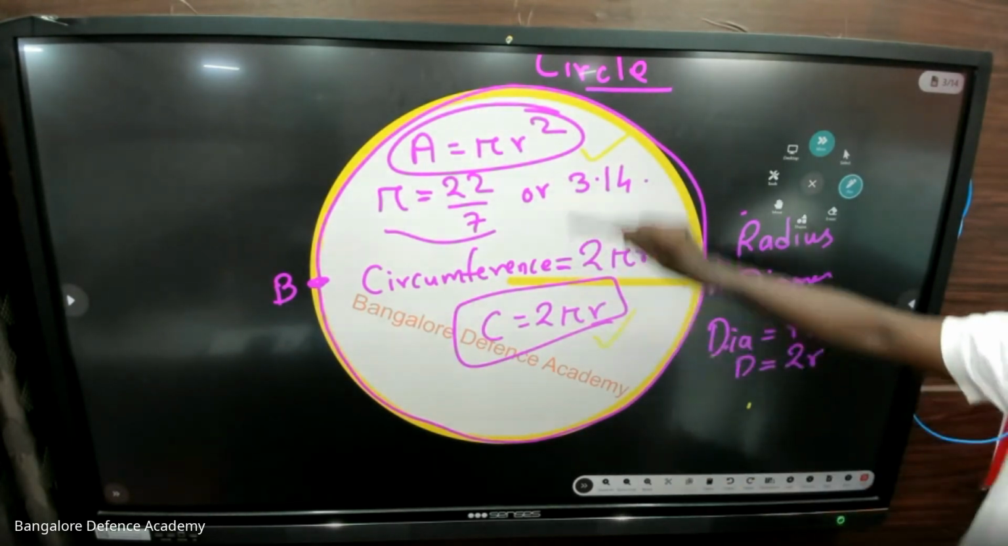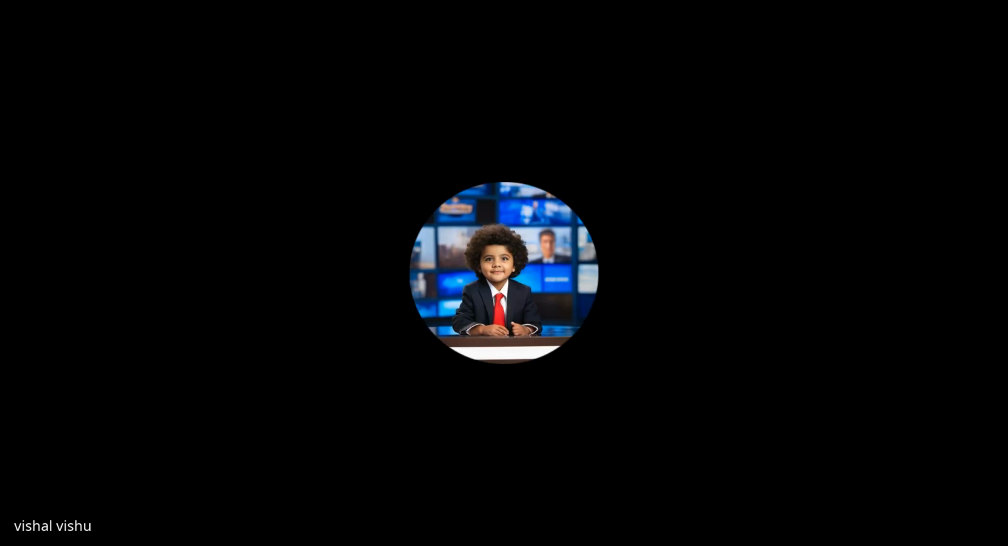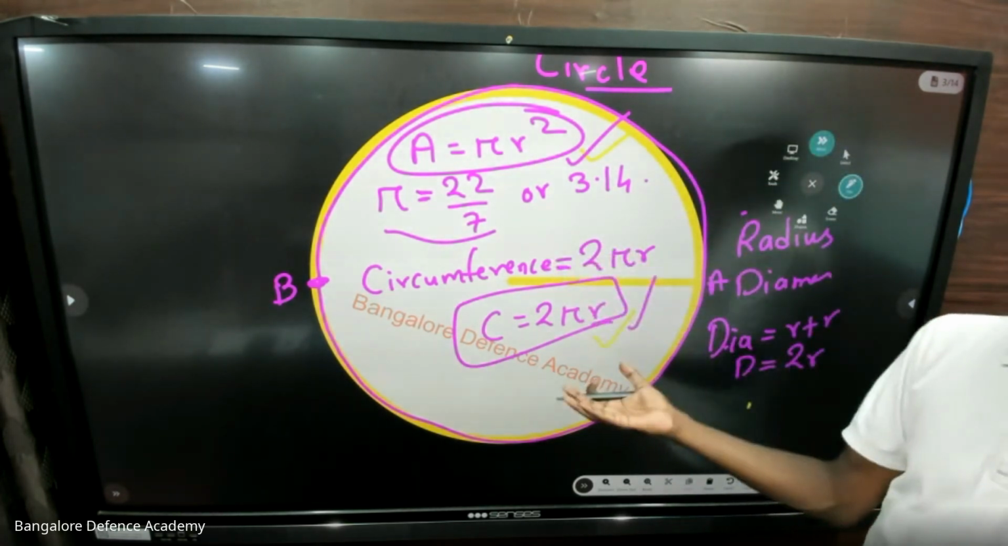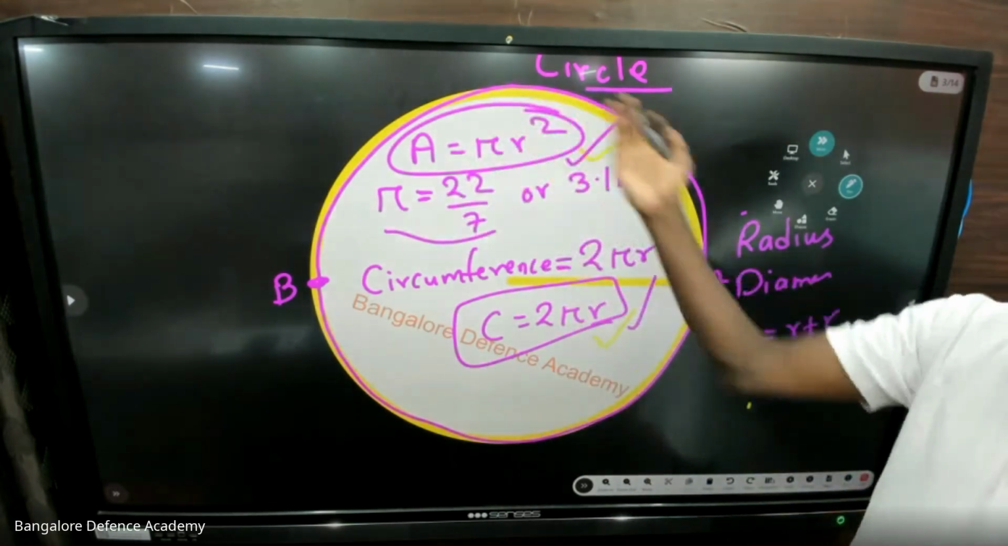Have you written down these two formulas? Yes, sir, area of circle and circumference of the circle. Still many things are there, for example, sector. I told you, pizza. Then we have length of the arc.